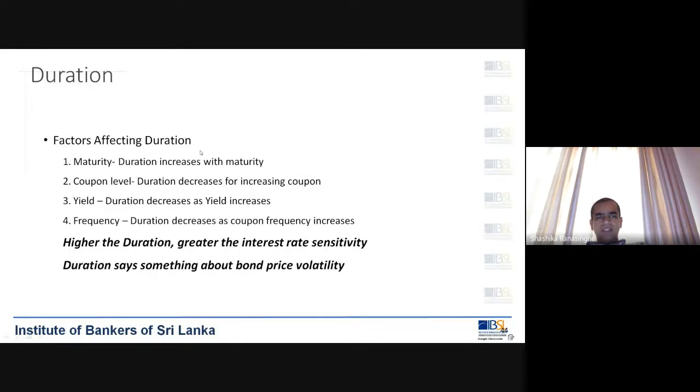Factors affecting duration: the maturity. Right? Duration increases with maturity. Then the coupon level. Duration decreases for increasing coupons. The yield: duration decreases as yield increases. And frequency. That means how often you get a coupon, right?